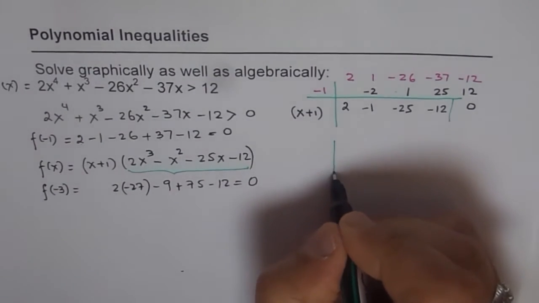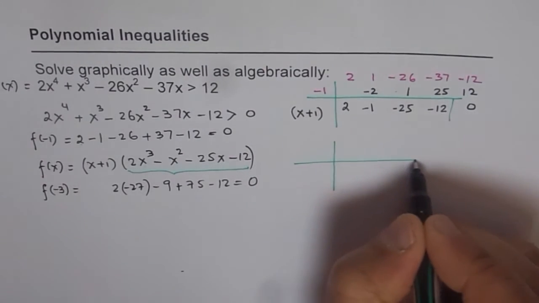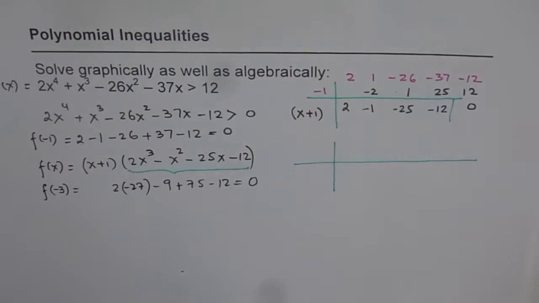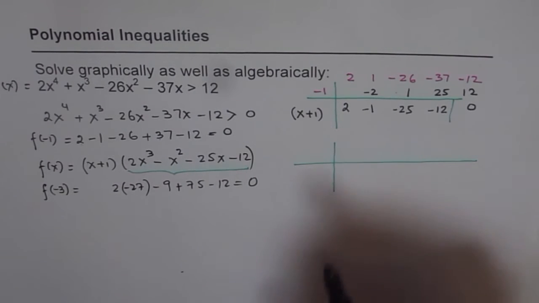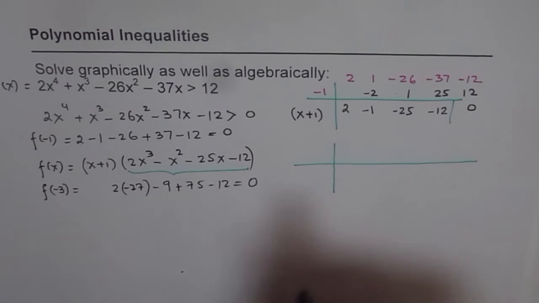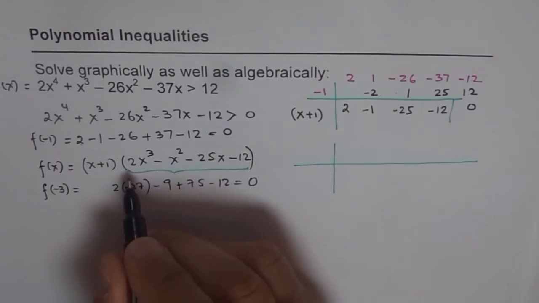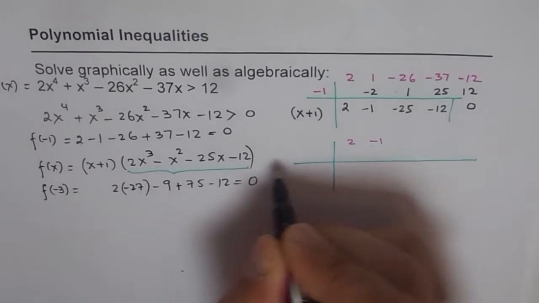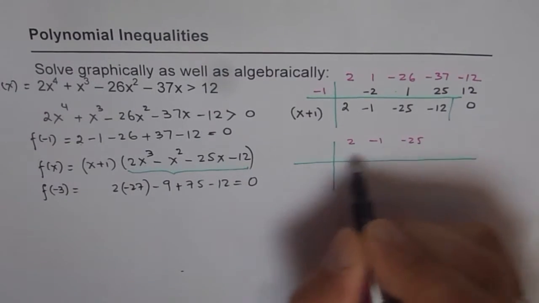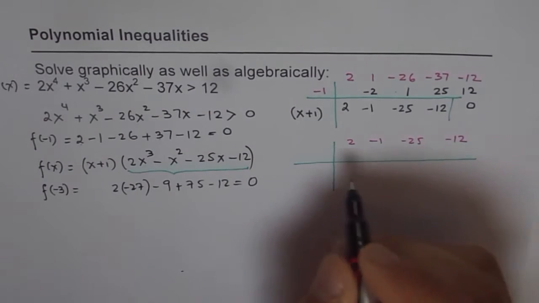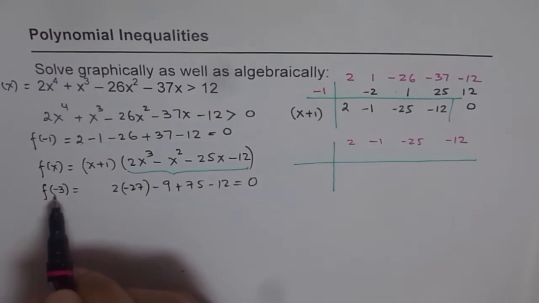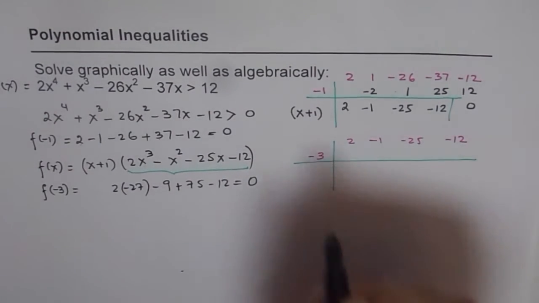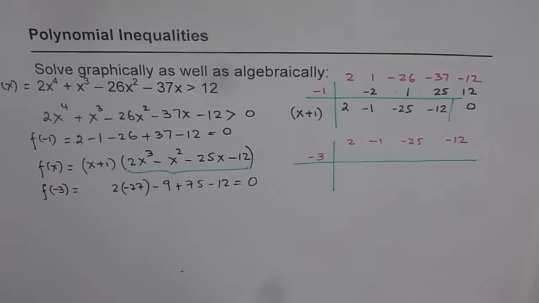Now, again, do the step of synthetic division. It is better to do synthetic division, and those of you who are not conversant with synthetic division, I recommend them to do long division, as they don't have much option, right? So we'll put these numbers here, which is 2 minus 1, minus 25 and minus 12. And we need to divide this by minus 3. Minus 3, okay?